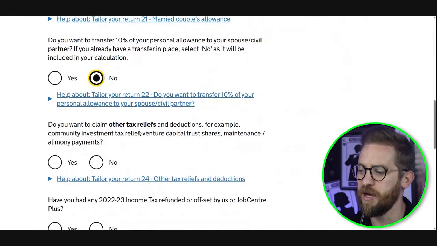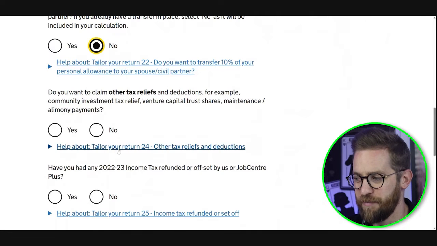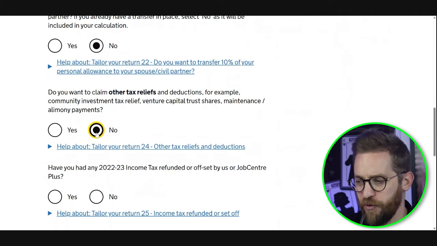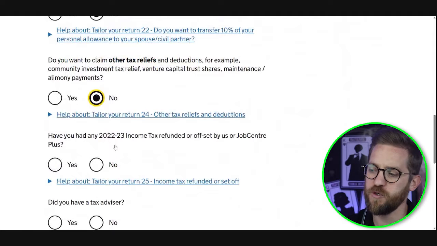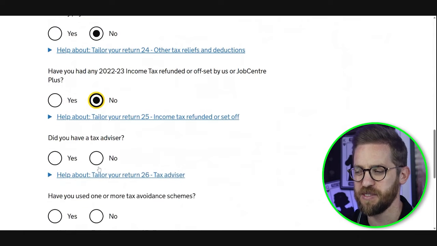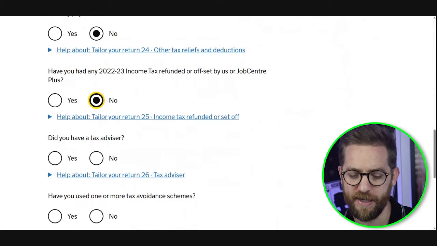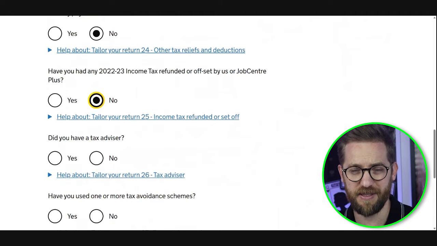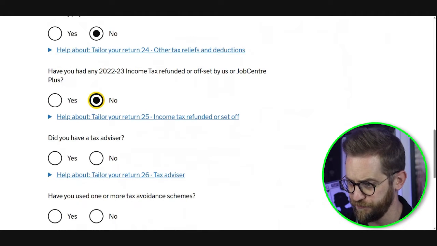Do you want to claim other tax relief? So this, again, is just a wrapping up question. You can see here details of investment tax relief, venture capital trust shares, maintenance or alimony payments. It's going to be a bit rarer, that one. Have you had any 22-23 income tax refunded or offset by us or Job Centre Plus? I always get asked about this one if that includes universal credit. Universal credit does not go in here. It's not taxable income and it doesn't need declaring on a tax return.